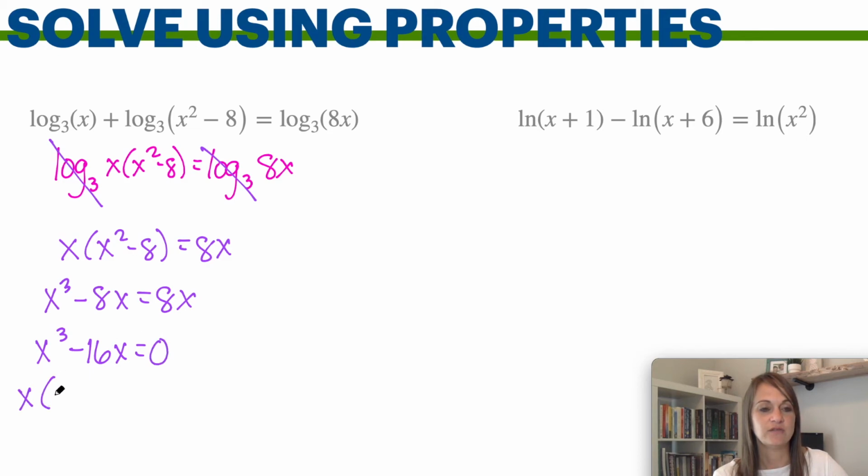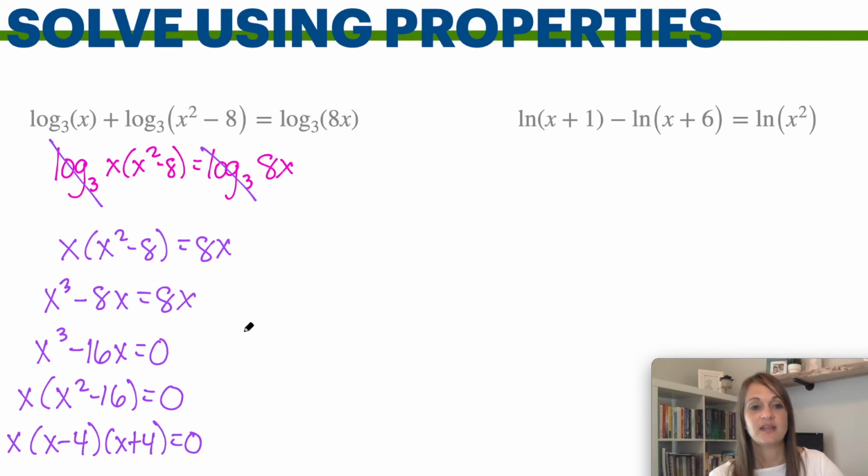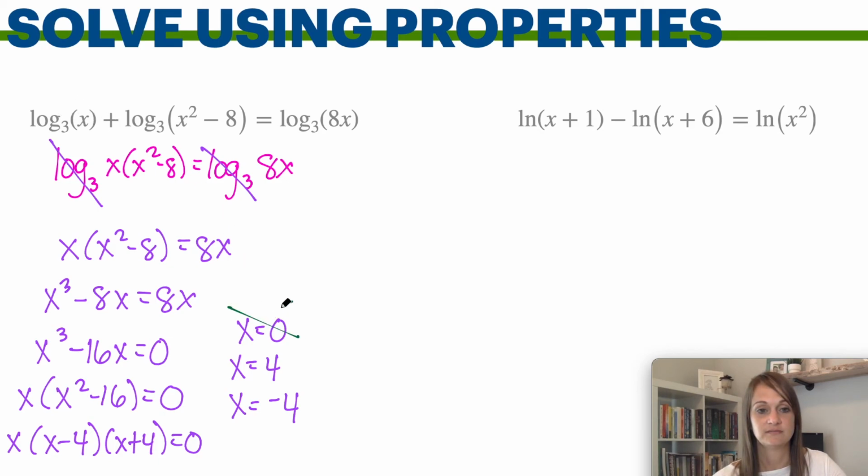So you can factor out an x, and you're left with x squared minus 16. So you would have x times x minus 4 times x plus 4. And so therefore x can equal 0, x can equal 4, x can equal negative 4. However, if you plug 0 back in, you cannot take log of a 0. That is not allowed. If you actually typed in log of 0 in your calculator, you will get an error.